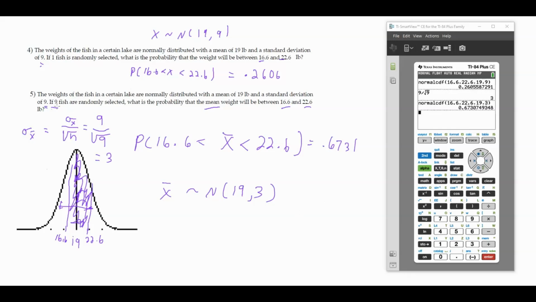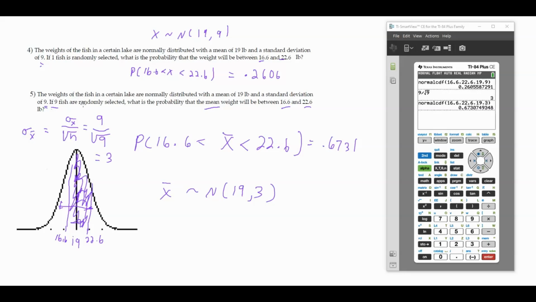So on average, you're going to get a much higher probability between these limits than you do for a single observation. Because single observations just have more variability, there's going to be more individual observations out in the more extreme values than if you take averages.